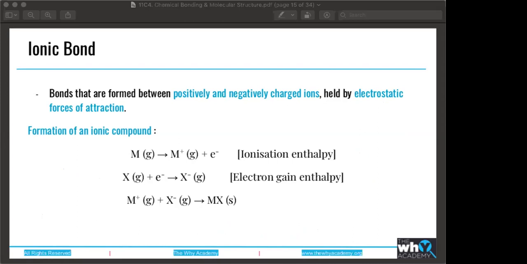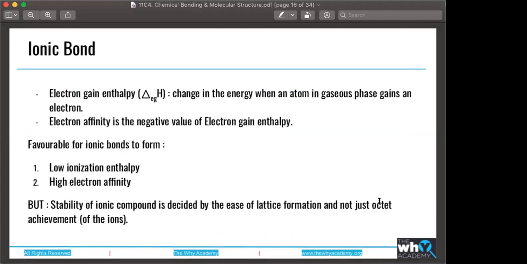So where is this difference in thoughts, kya ho raha hai? So the point here is there is another component that you need to consider in the formation of ionic compounds. So stability of ionic compounds is decided by the ease of lattice formation and not just octet achievement.